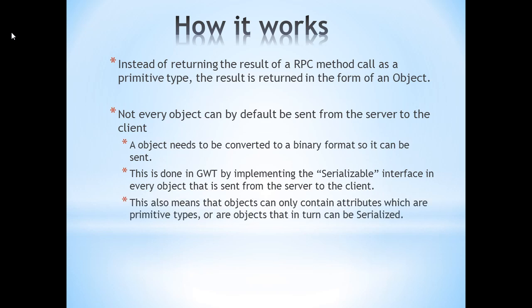This also means that objects can only contain attributes which are primitive types, because as you noticed last time when I was returning a primitive type, I did not have to particularly serialize the output of my methods. So the attributes inside my object can only be primitive types or other objects that in turn can be serialized, meaning that they also contain either objects that can be serialized or primitive data types.